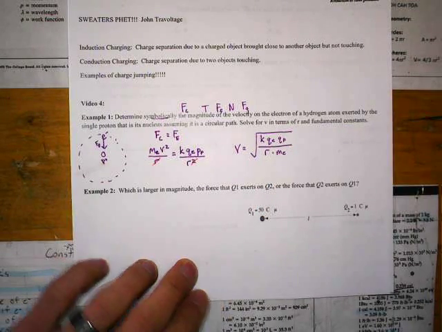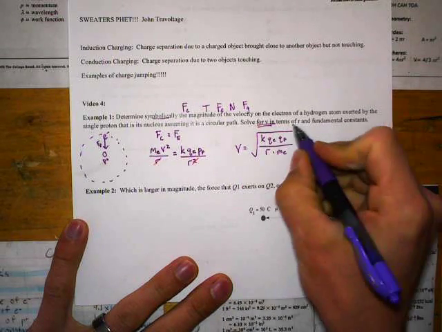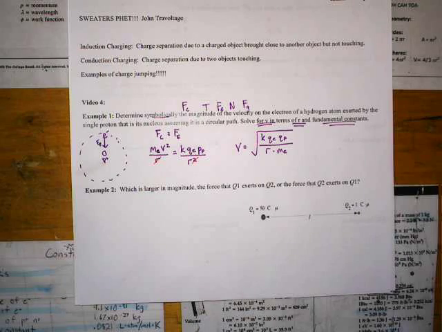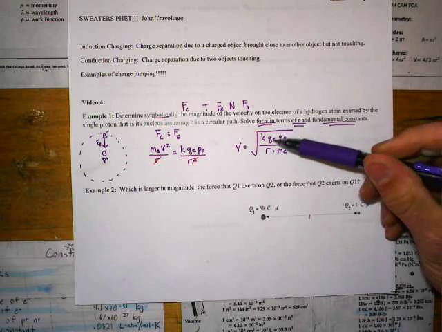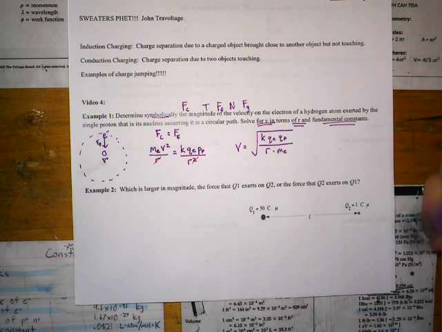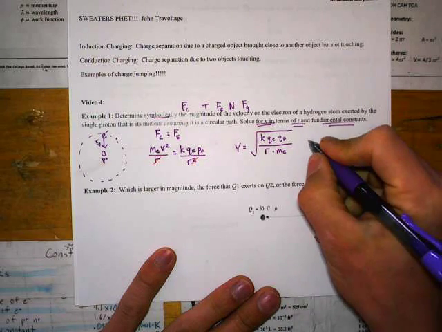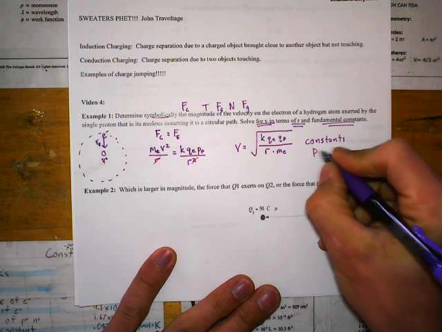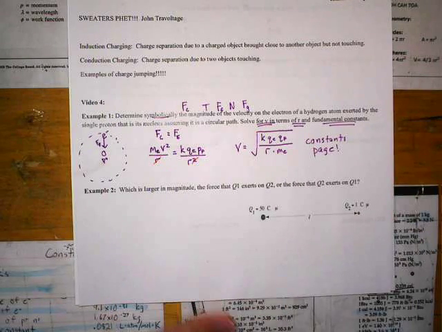Now check this out. This is how AP problems go a lot. Solve for something in terms of something else in fundamental constants. That means things that don't change, things that are always the same. So mass of an electron, charge of a proton, charge of an electron, and k, those are all constants. We're not actually going to plug this in, but keep in mind your constants page has all of these values. You don't have to memorize them.